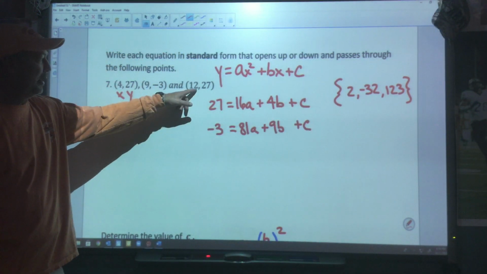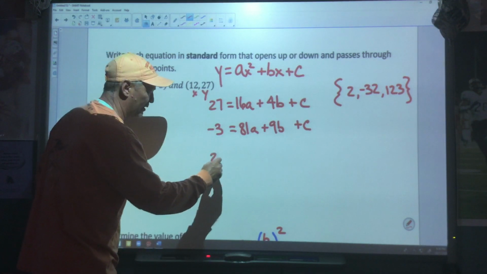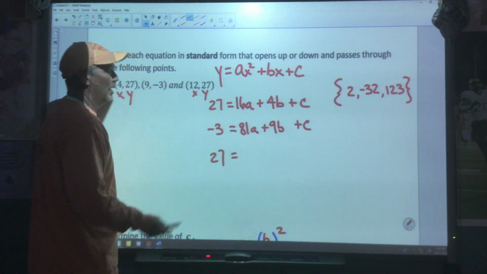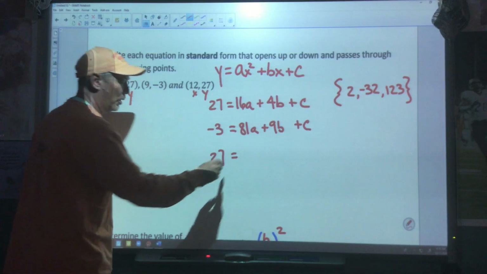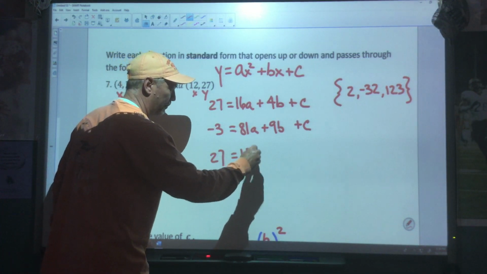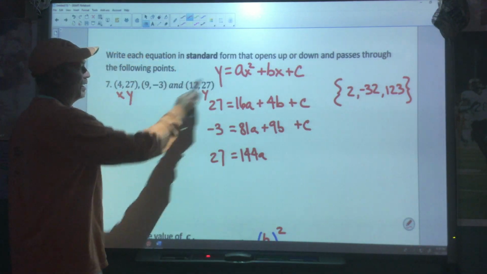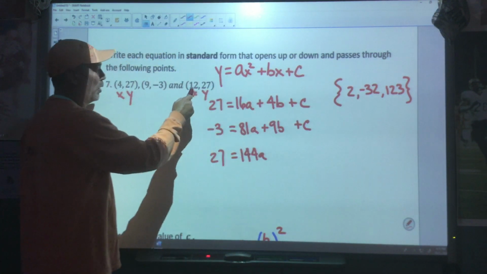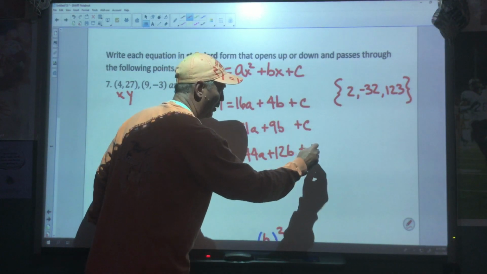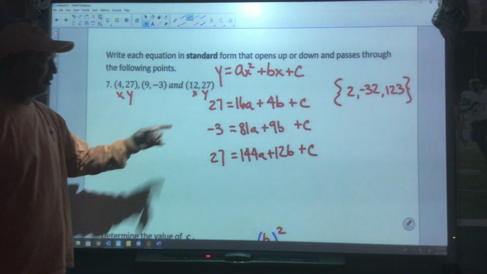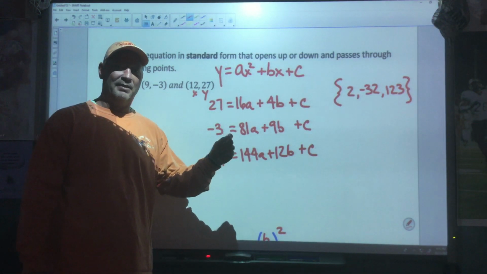Our third ordered pair. This is my x, this is my y. We're going to say 27 equals, I need to square my x. 12 times 12 is 144a. We're going to say b times 12 is 12b plus c. There are my three equations. This is the tough part because it takes a little time to set this up.